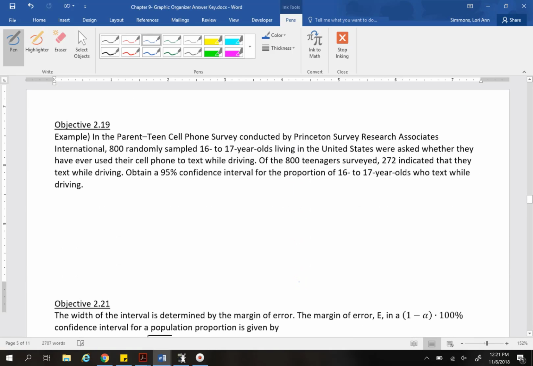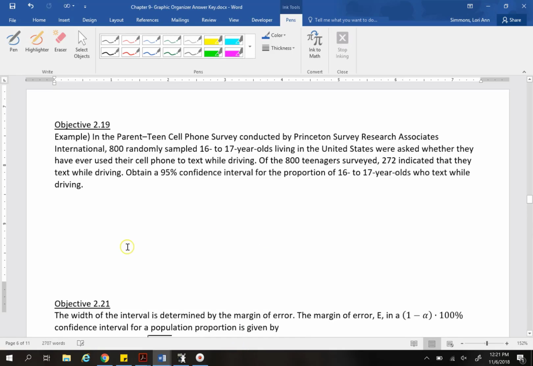So let's look at an example. In the parent-teen cell phone survey conducted by Princeton Survey Research Associates International, 800 randomly selected 16 to 17-year-olds living in the United States were asked whether they have ever used their cell phone to text while driving. Of the 800 teenagers surveyed, 272 indicated that they text while driving. Obtain a 95% confidence interval for the proportion of 16 to 17-year-olds who text while driving.